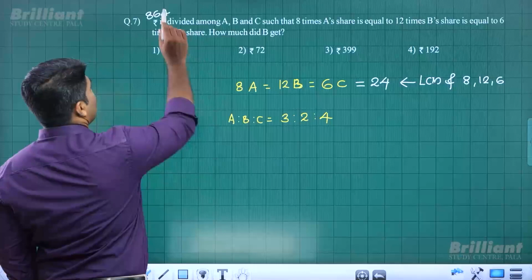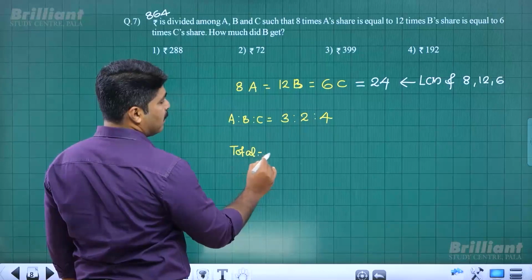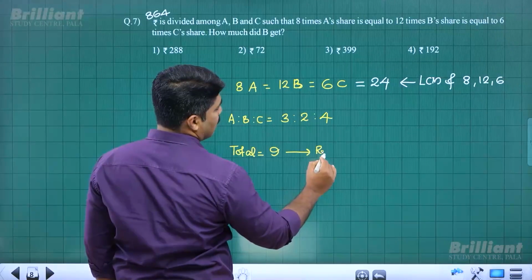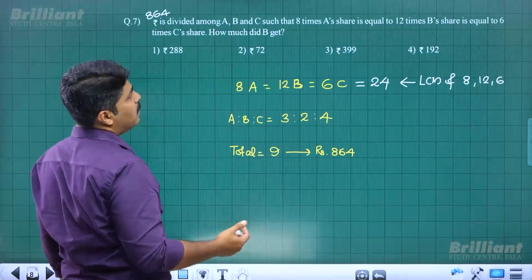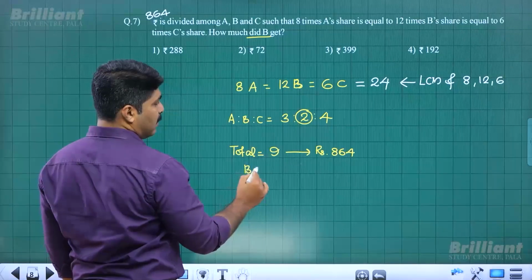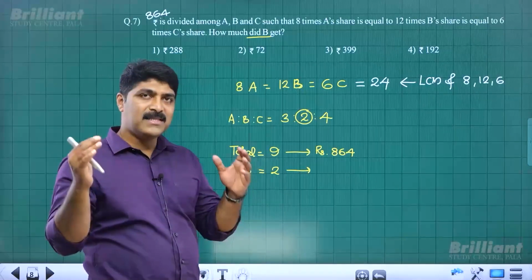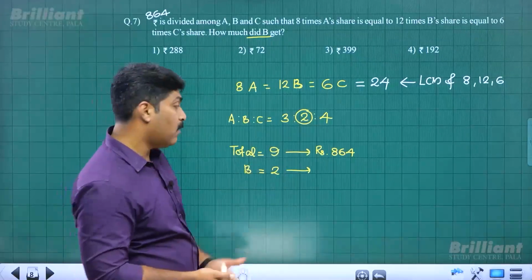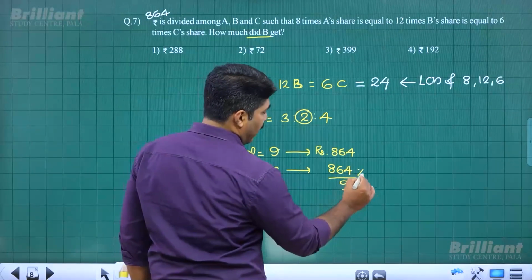It is given that the total amount distributed is 864. Therefore, as per the ratio values, 4 plus 2 plus 3, that is 9, is representing rupees 864. Then we have to find the share of B. Here the share of B is represented by 2. So we have to find what this 2 represents. What do we do in such unitary steps? If 9 is representing this much amount, then 2 is representing how much? So this is 864 divided by 9, into 2.